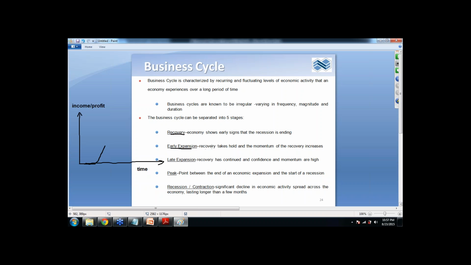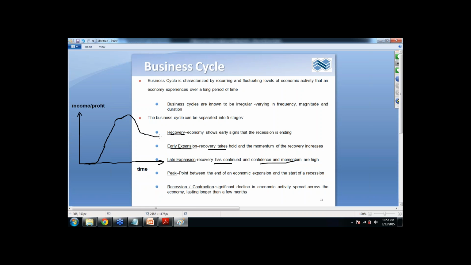So initially there is a recovery that is happening over here, and then the recovery keeps increasing, and then there is a late expansion here, wherein recovery has continued, confidence and momentum are high, meaning the business has started growing. Whatever initial investment we have made, we have recovered everything now. So whatever we are getting is going towards the operating cost, and then the profit. Then it reaches the peak, and after that it slowly drops, and then again the recession happens over here.